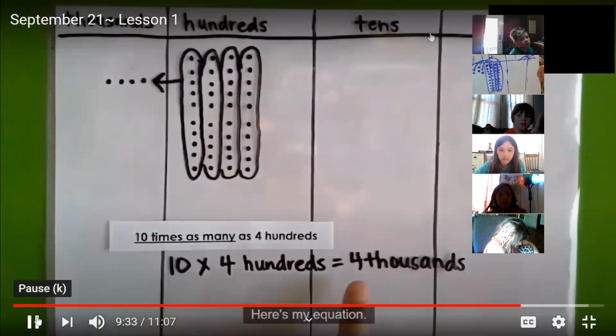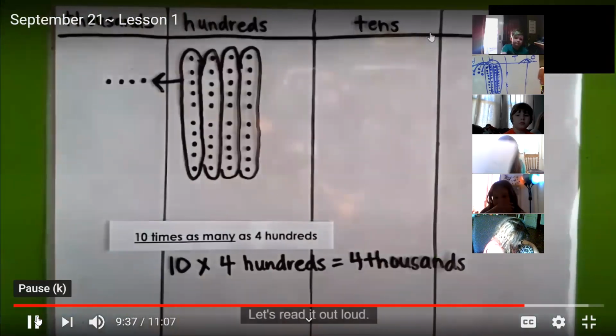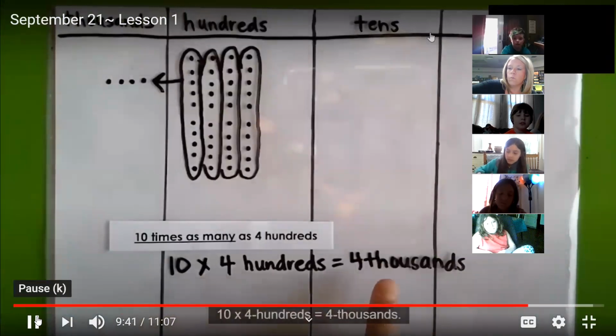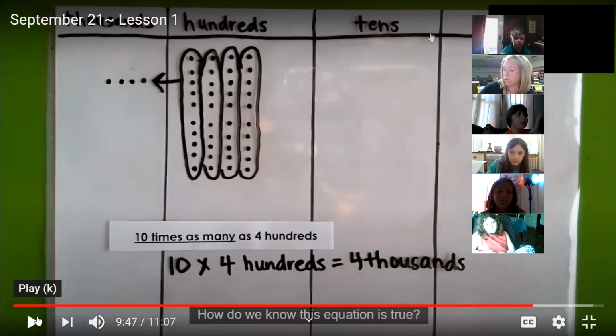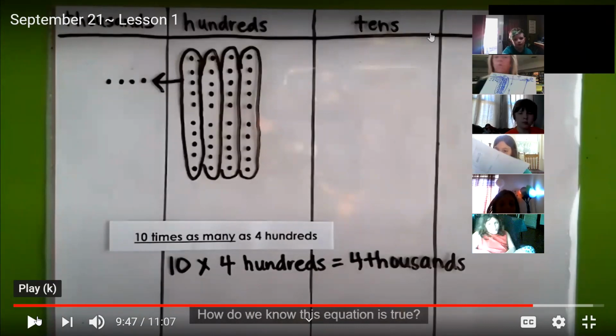Here's my equation. Is yours similar? Let's read it out loud. 10 times 400 equals 4,000. How do we know this equation is true? So if we would take her words and numbers and write 10 times 400, this is how we could check our work.